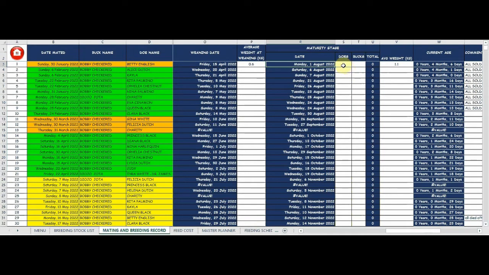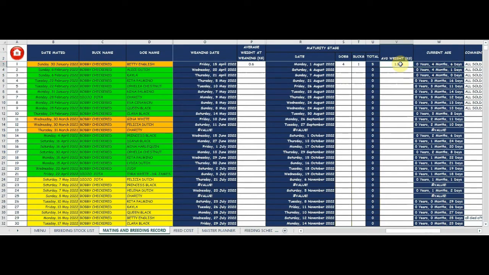Okay, so at this stage you are supposed to know the does and the bucks that came out of this particular litter, so you enter them. I happen to have sold this particular batch. I sold all of them, so I even entered it here. Also, you can see it in my comment section. So it was just one that was left. Even that one is also gone. It was a buck. So there were 4 does and 1 buck. All of them were sold, and their average weight.